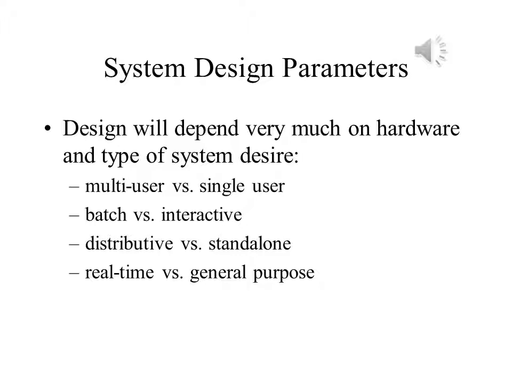After choosing the hardware, the type of operating system must be determined. Will it be multi-user or single-user? Single-tasking or multitasking? Batch or interactive? Distributed or standalone? Real-time or general purpose? Once these decisions have been made, then the design parameters can be chosen.